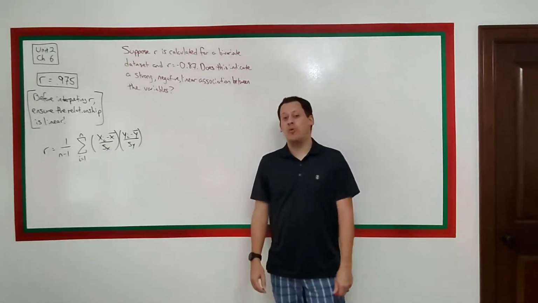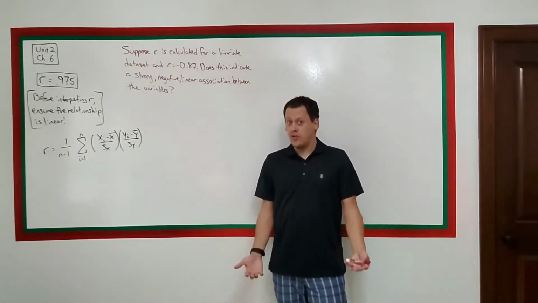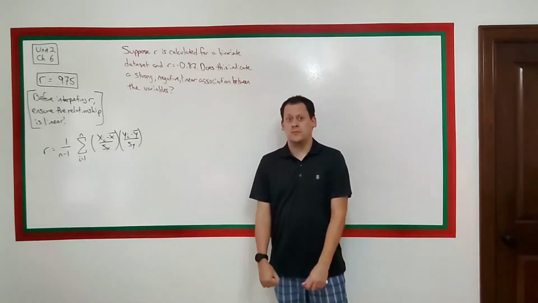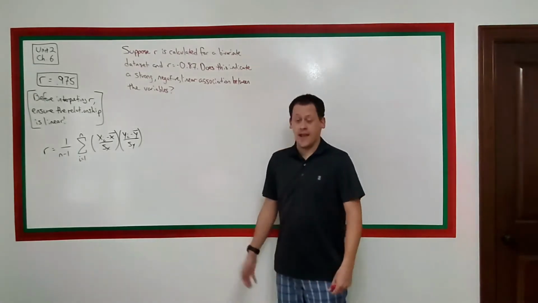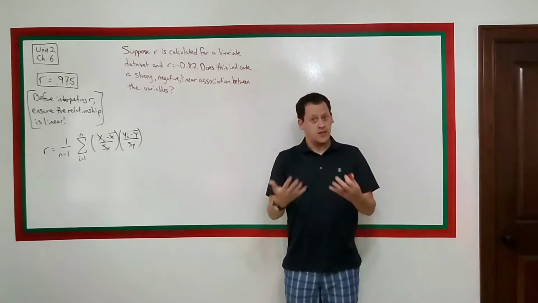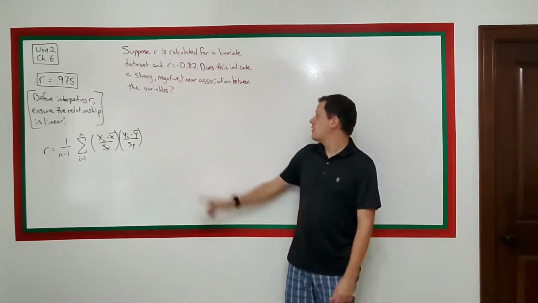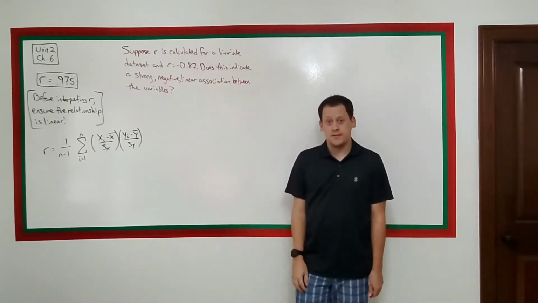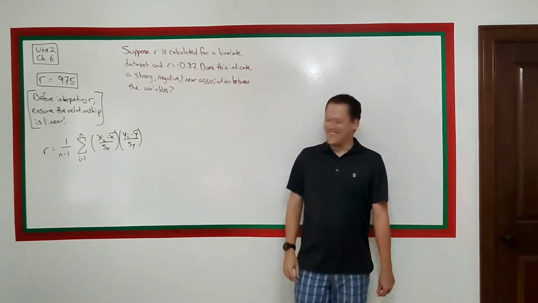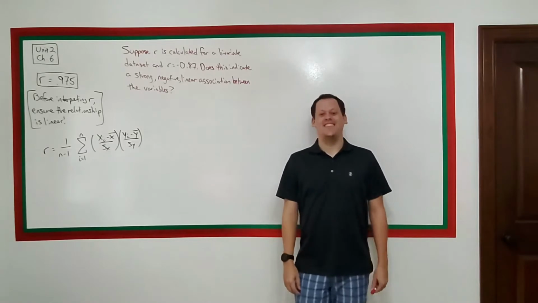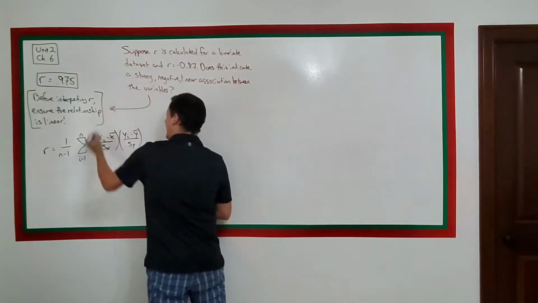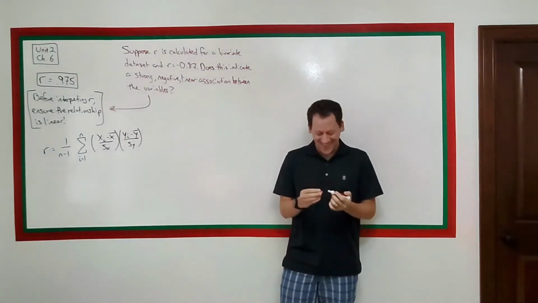R equals negative 0.87. That's pretty close to negative 1, right? So that's pretty strong. And it's negative, so it's negative. And R measures linear relationships, right? So is that what this indicates? Nope. No. I'll point you right there. Okay?